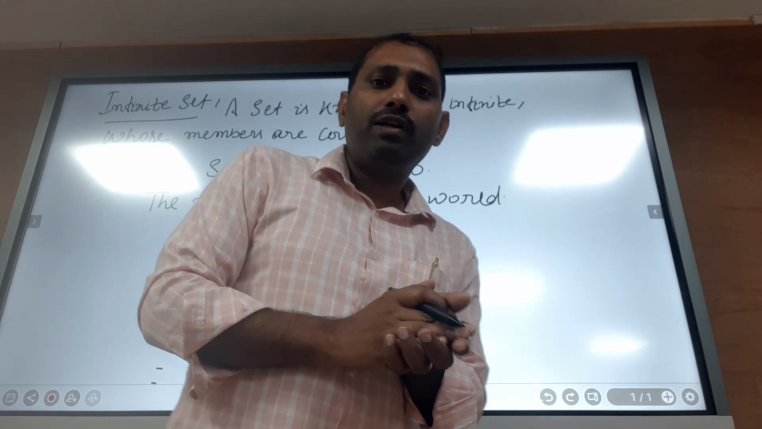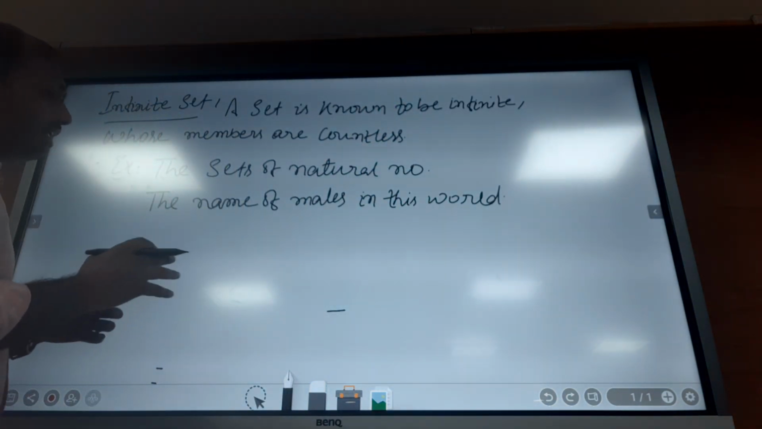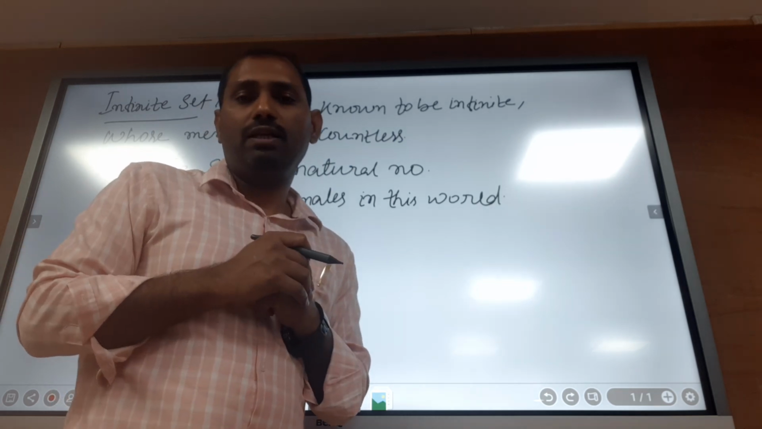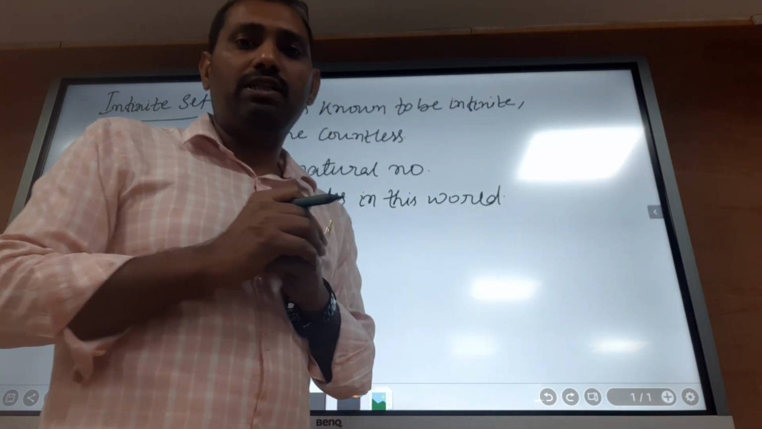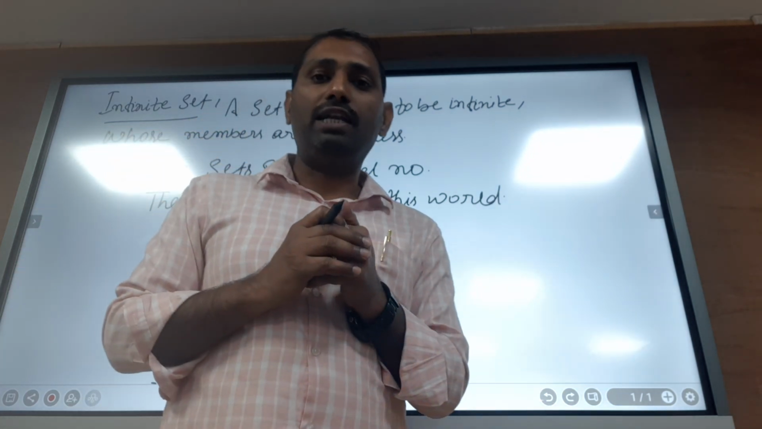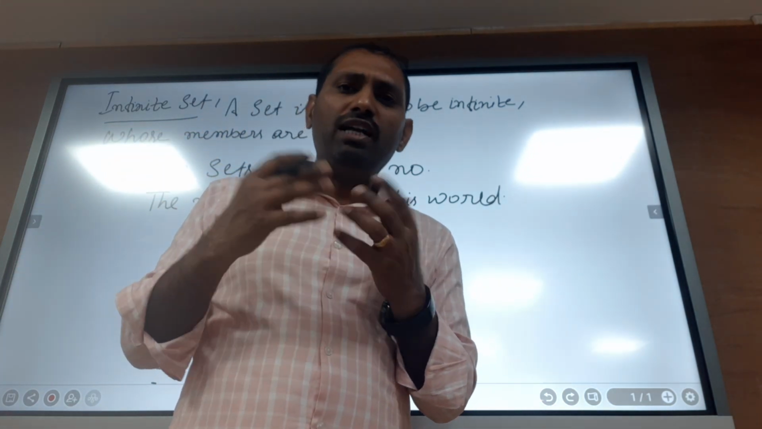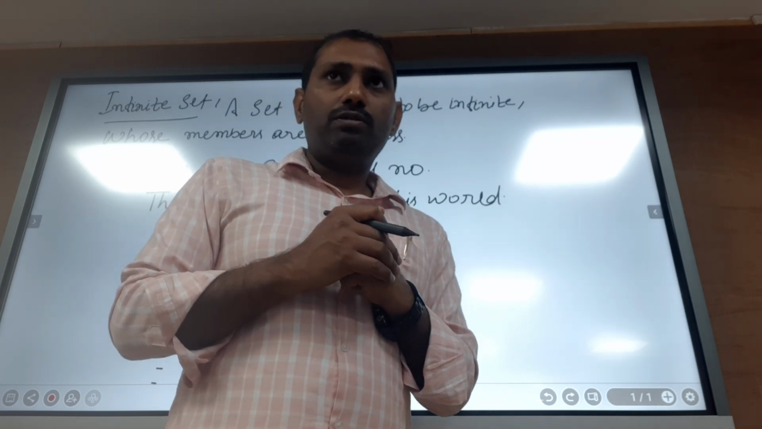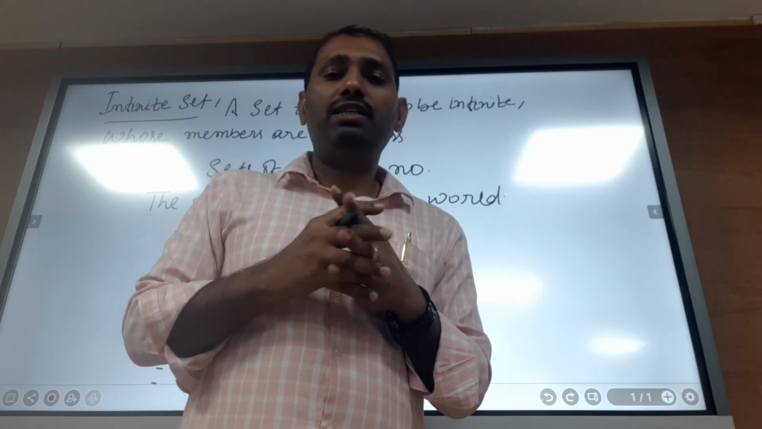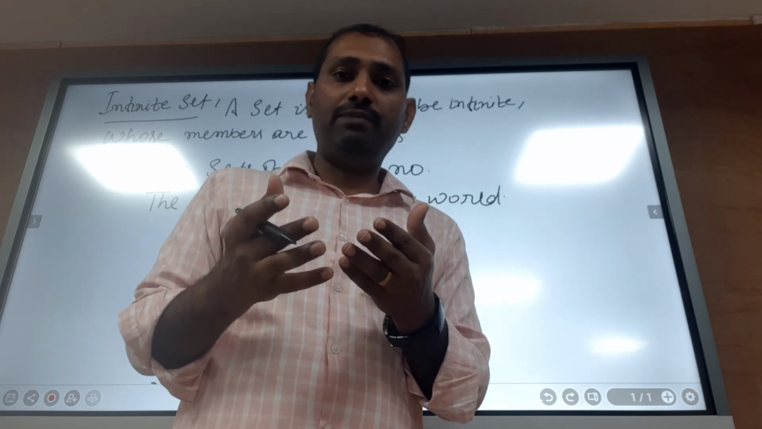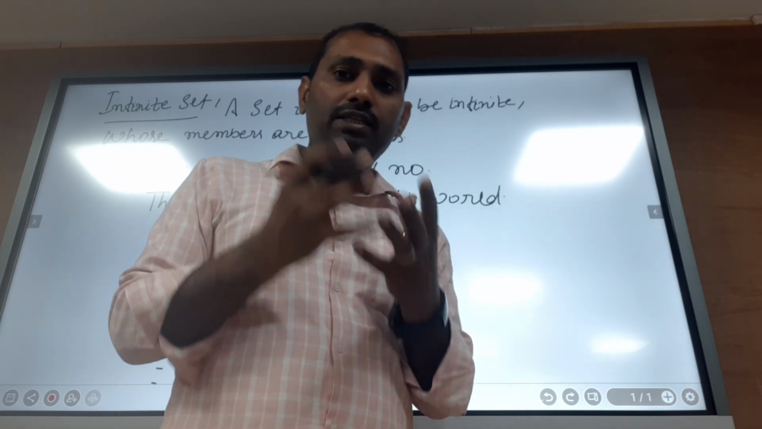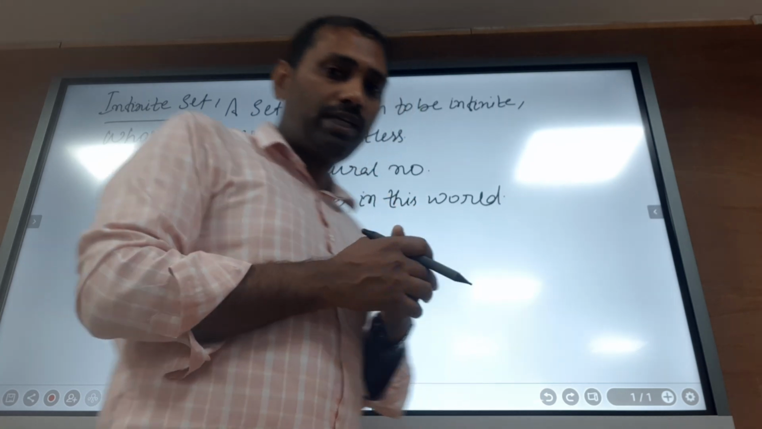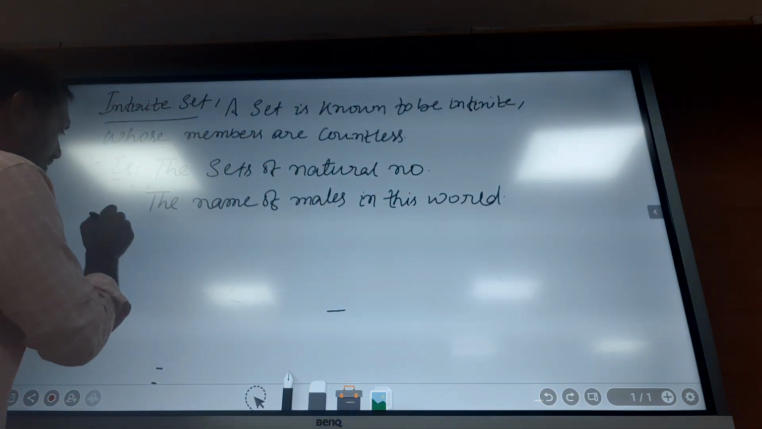Now what is finite set, infinite set we have already done. Now what is the size of a set? It is also known as cardinal number. The size of a set is known as cardinal number. So what is cardinal number, or what is size of a set? The number of elements in the set, that means how many elements are in the set, that is known as the cardinality of the set, or the size of a set.